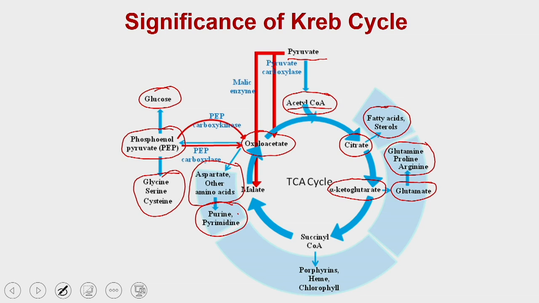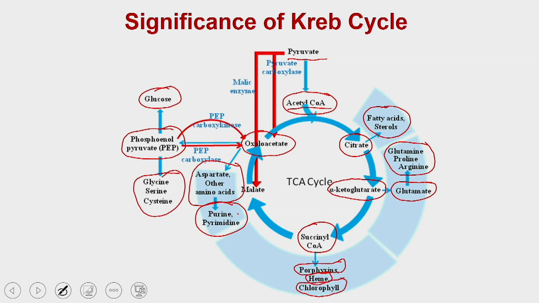And what you can see also is succinyl-CoA. Succinyl-CoA is another intermediate present in the Krebs cycle, and it can be a precursor for the synthesis of chlorophyll, heme as well as porphyrins. So, different types of iron-containing proteins, which are the heme-bound proteins, could be synthesized using succinyl-CoA.